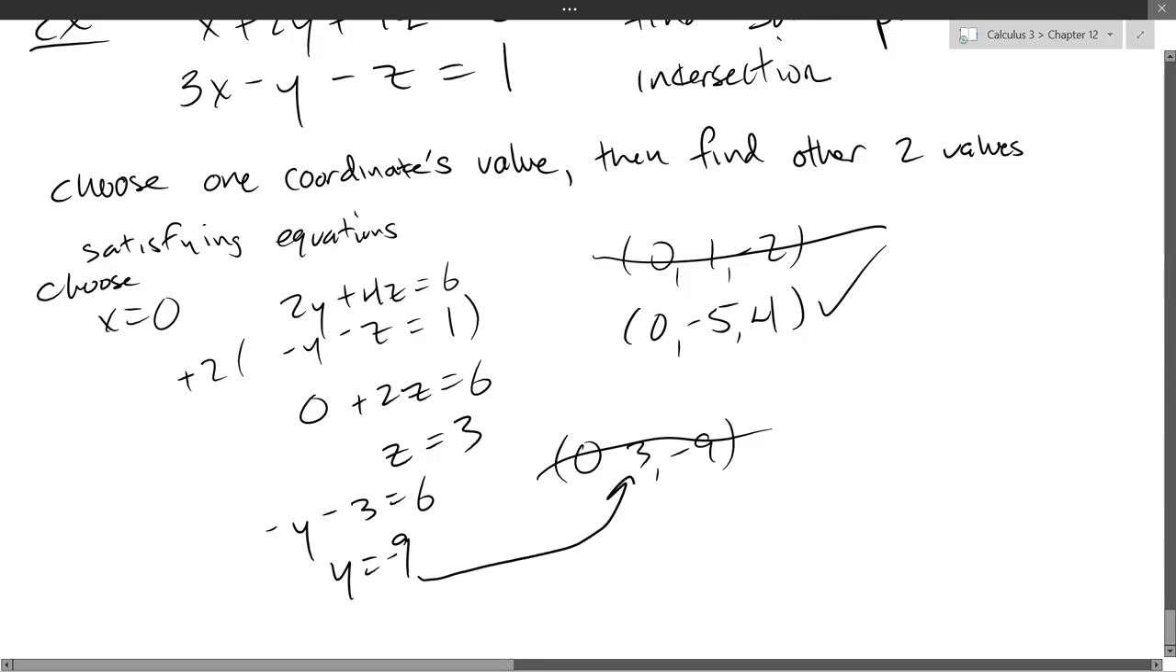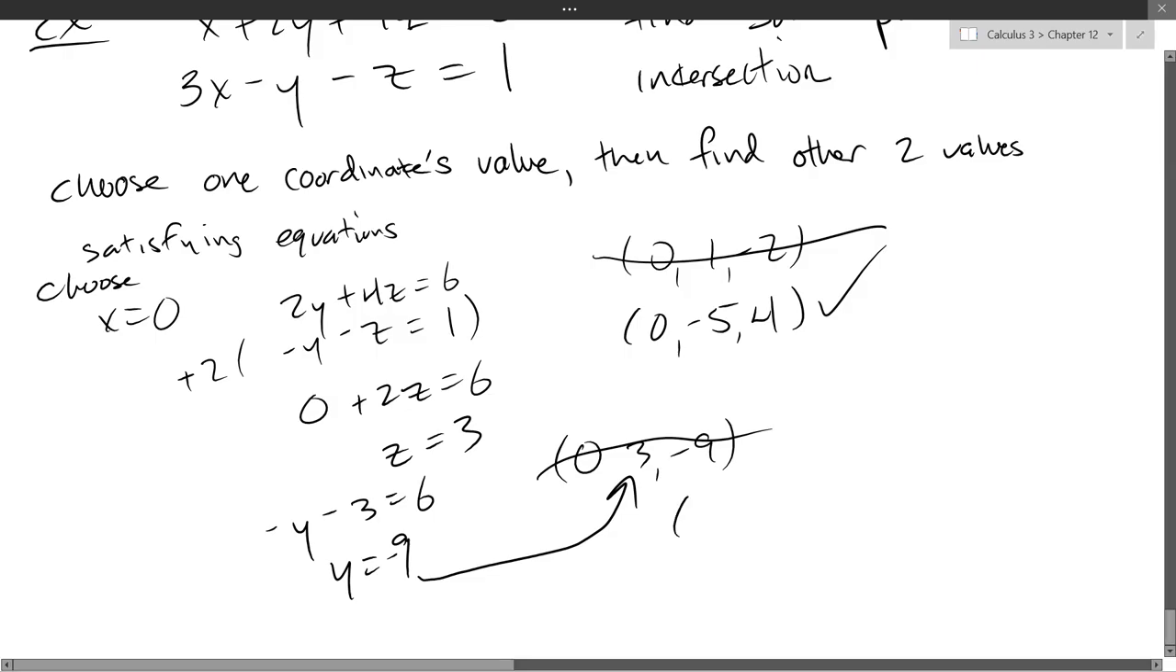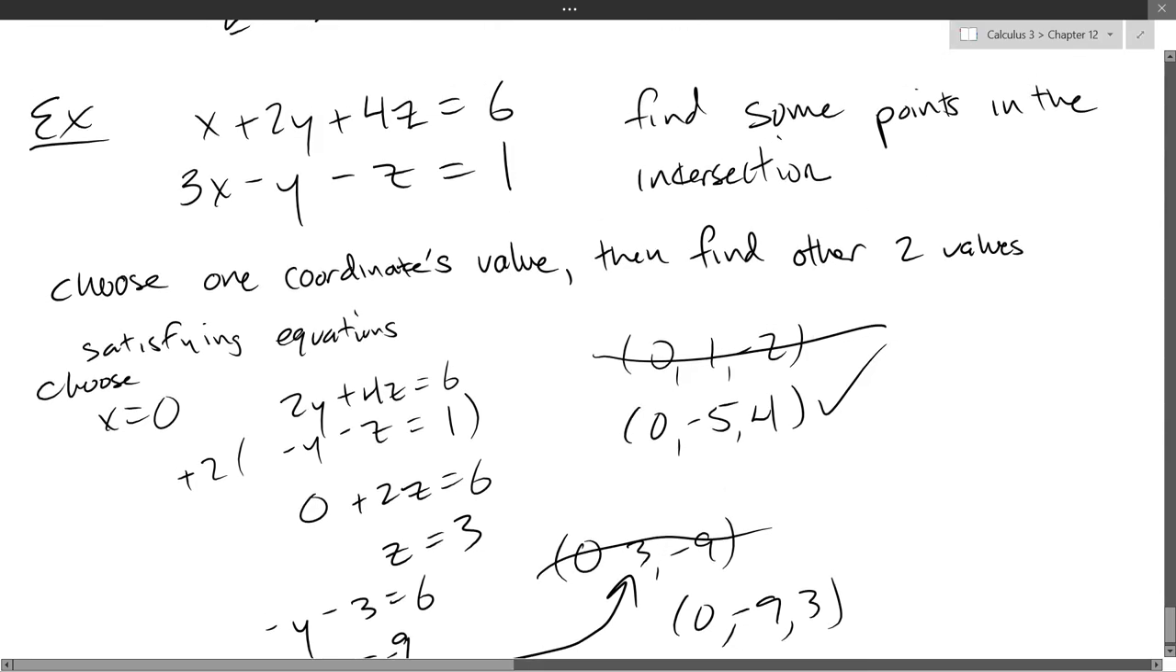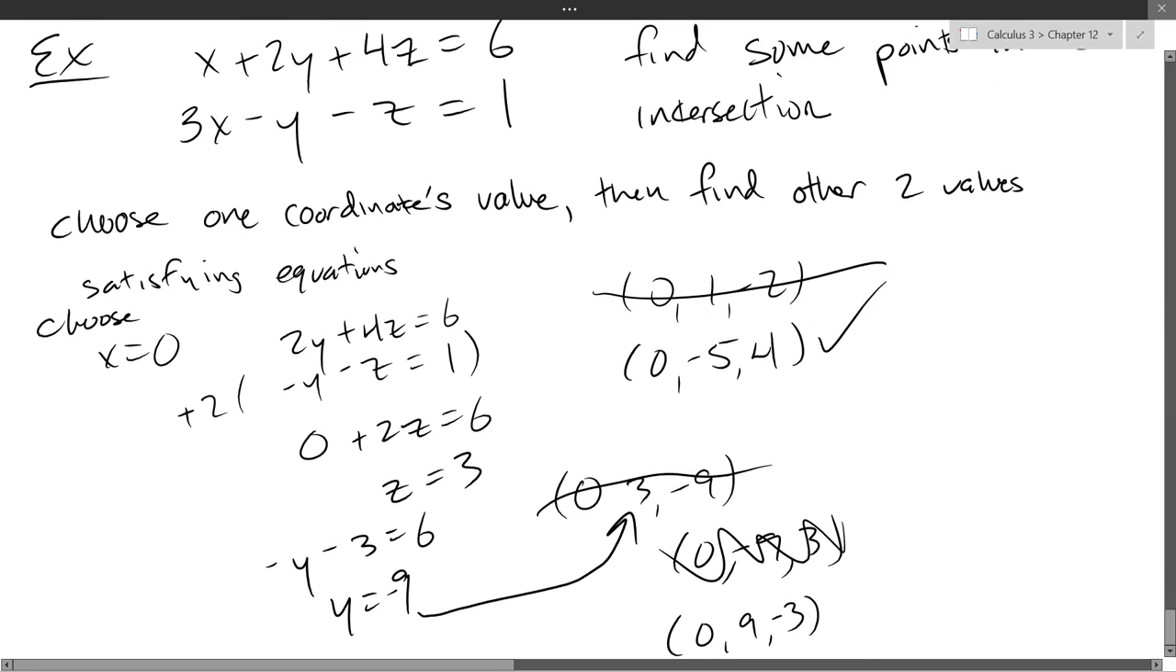Oh, I know what I did. Negative 9 is y. So I just assumed the second coordinate I got was the third coordinate. So it should be 0, negative 9, 3, hopefully. Negative 9 says negative 18 plus 9. Negative 18 plus 12. Oh, man. Whatever. Is it positive 9, negative 3? Yeah. All right.